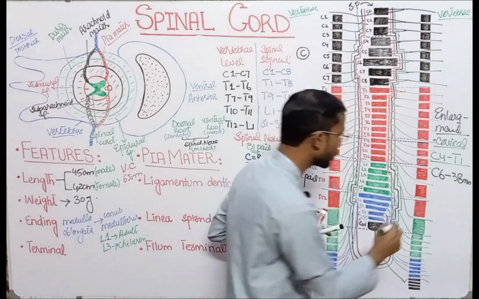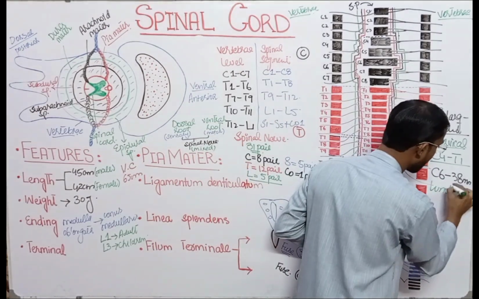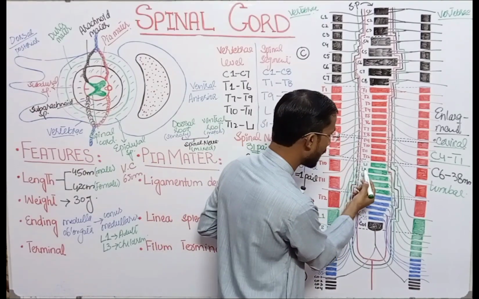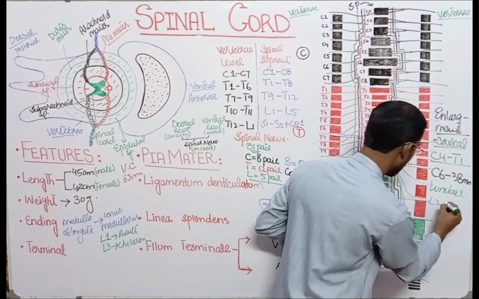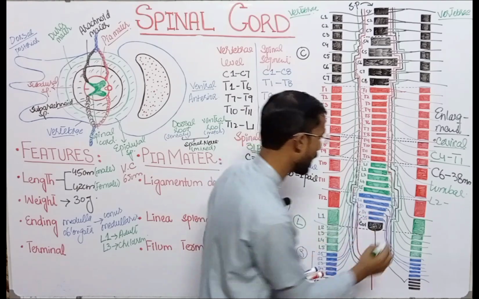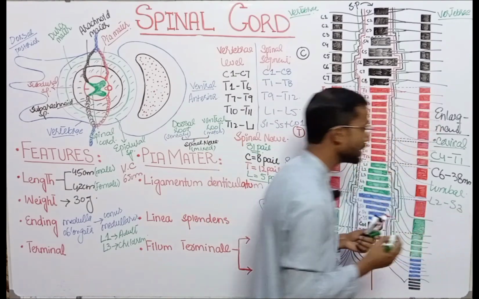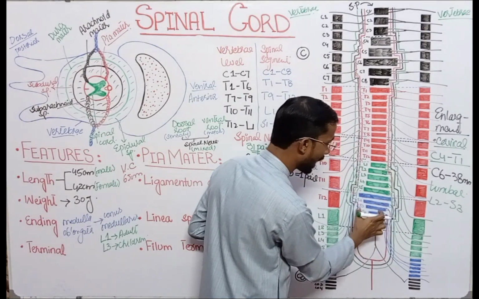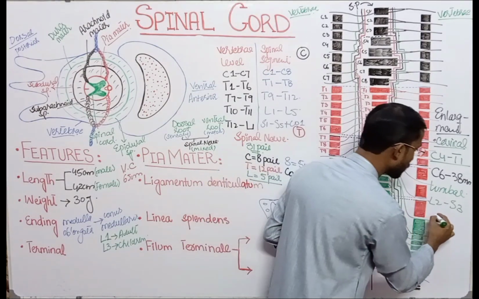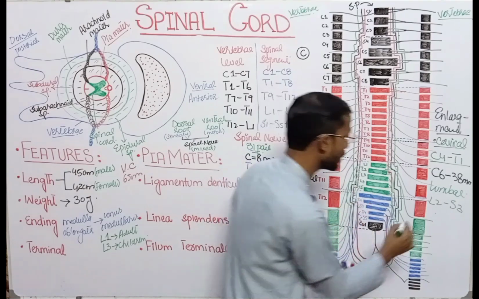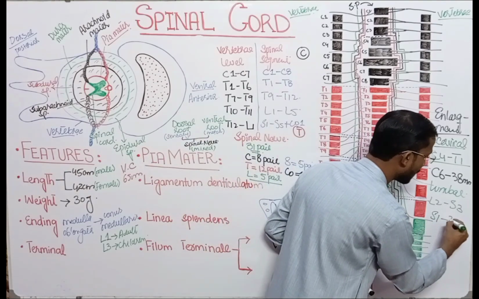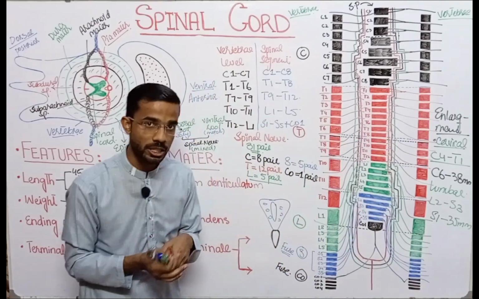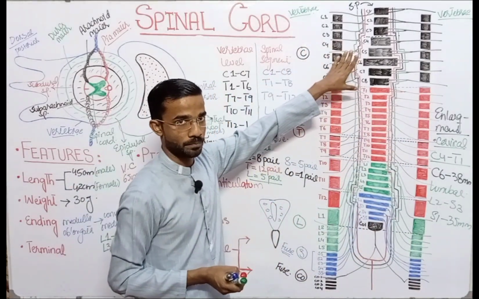And the second enlargement you will see at the lumbar region. At that region, the enlargement starts from L2 and ends at S3. In that situation, the maximum enlargement you will see at S1, and the diameter will be 35 millimeters. So these are the two enlargements of the spinal cord.